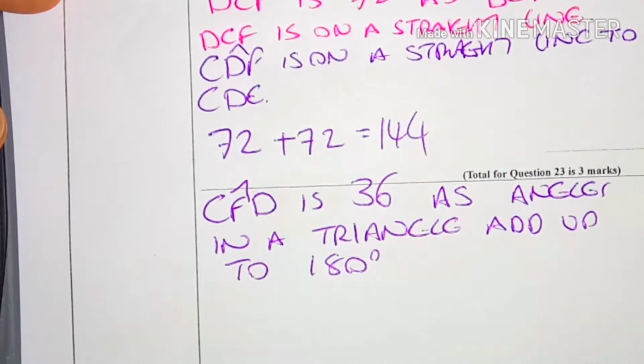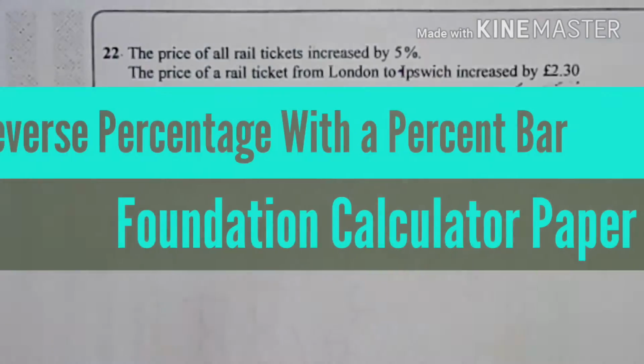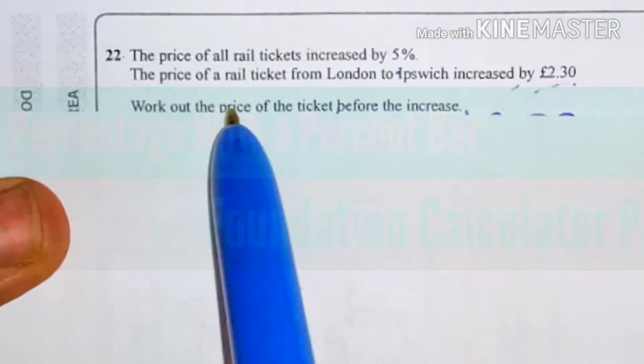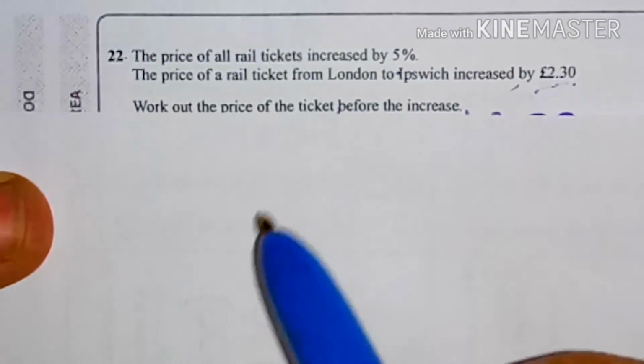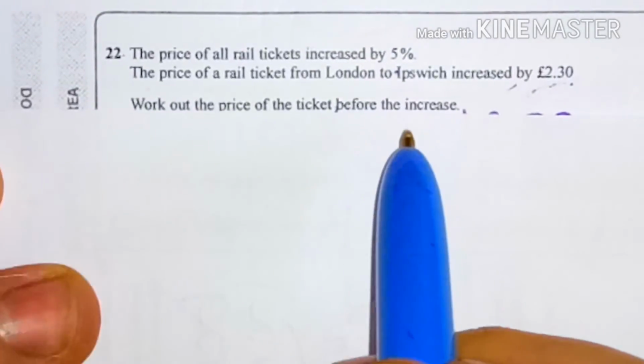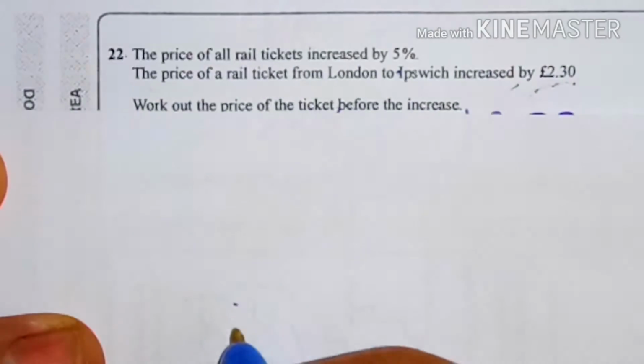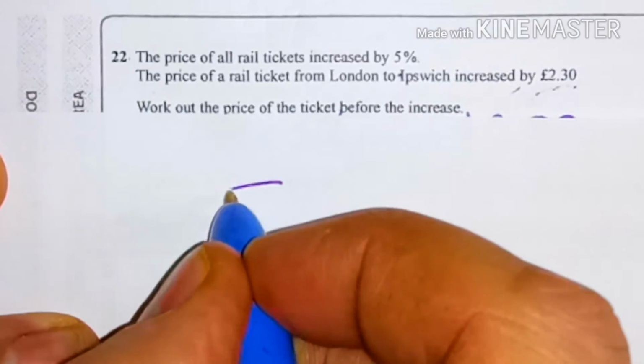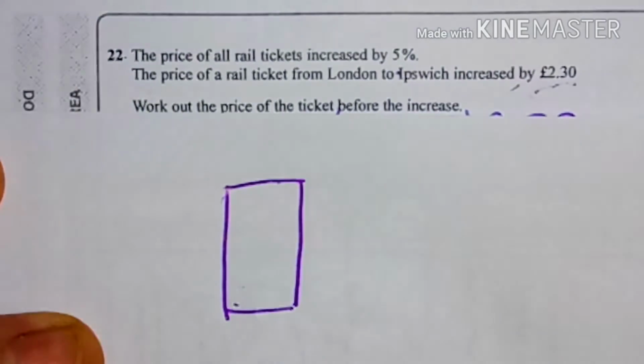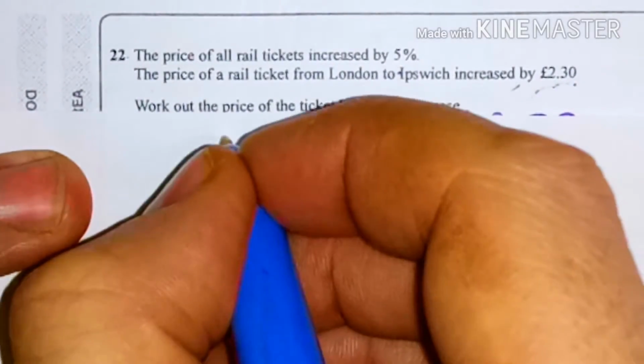280 degrees. Price of all rail tickets increased by 5%. Price of a rail ticket from London to Ipswich increased by £2.30. Work out the price of a ticket before the increase. Now, I always like to go to my percent bar. It can be quite confusing, but it works for every question. Now, it's increased by 5%.